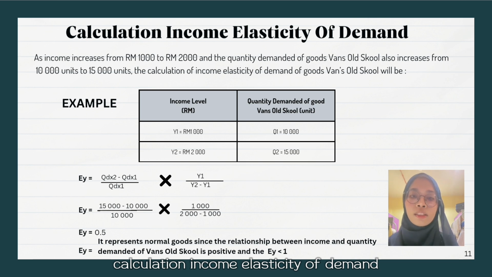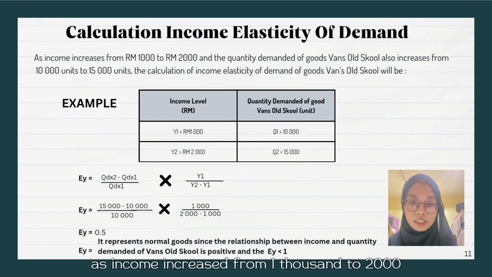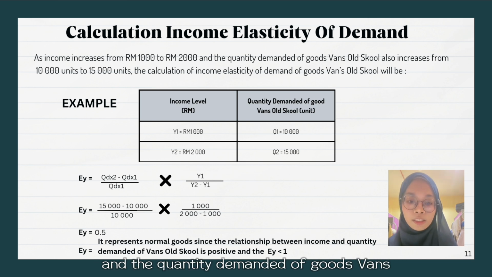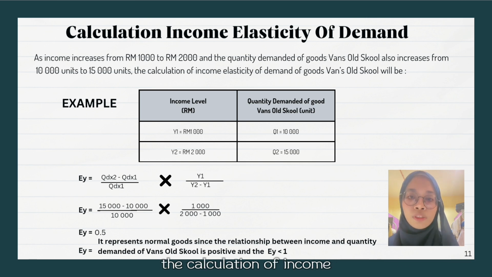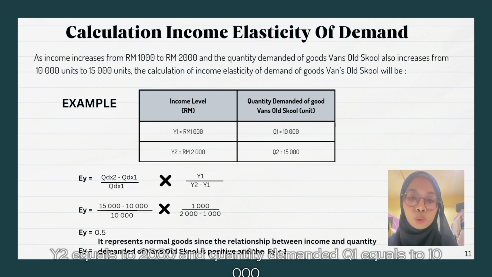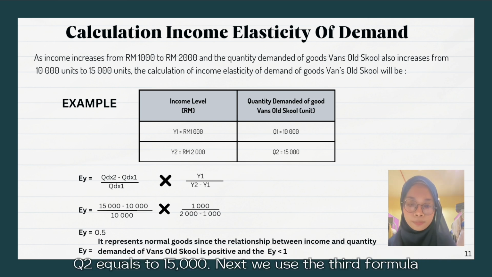Calculation of income elasticity of demand. For example, as income increased from 1,000 to 2,000 and the quantity demanded of goods Vans Old Skool increased from 10,000 to 15,000 units. The calculation of income elasticity of demand of goods Vans Old Skool will be: income level Y1 equals 1,000, Y2 equals 2,000, and the quantity demanded Q1 equals 10,000, Q2 equals 15,000.